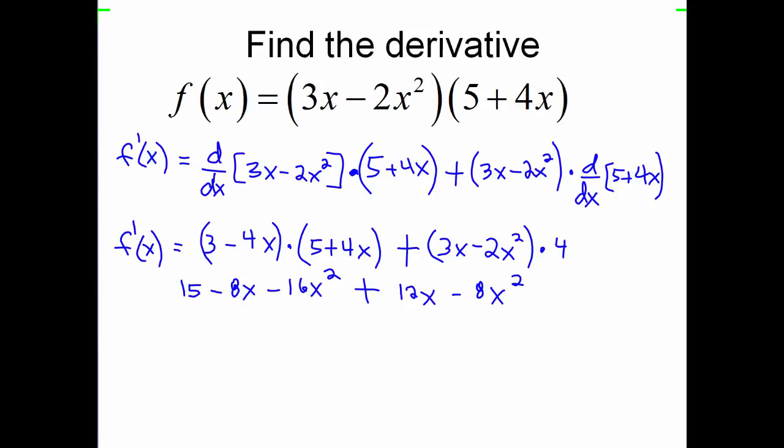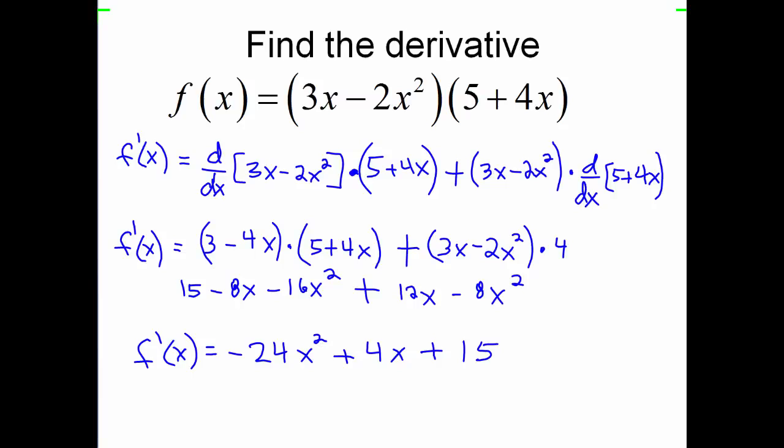And then let's combine like terms now. That gives us negative 24x squared plus 4x plus 15. So f prime of x, our derivative, is equal to negative 24x squared plus 4x plus 15.